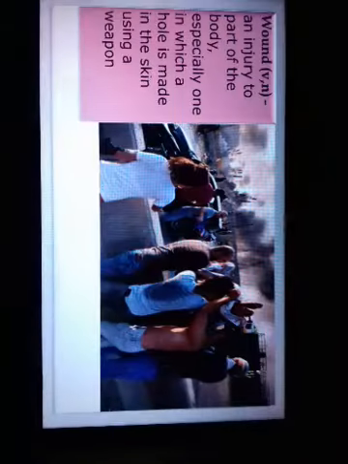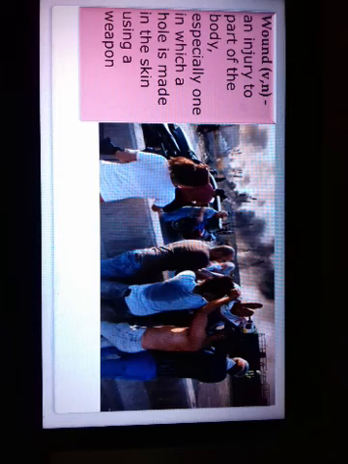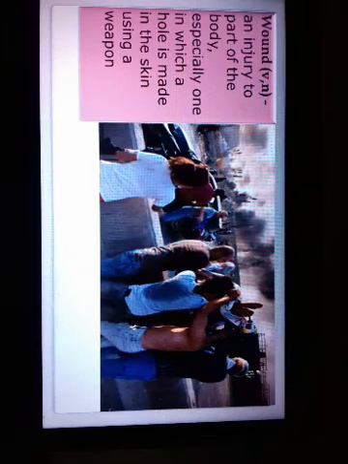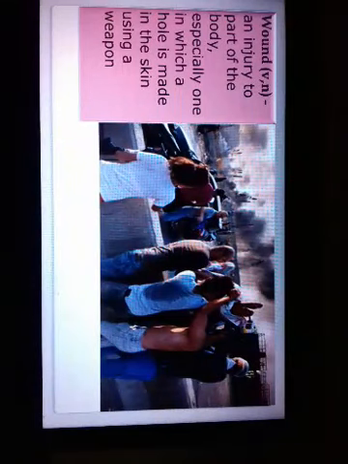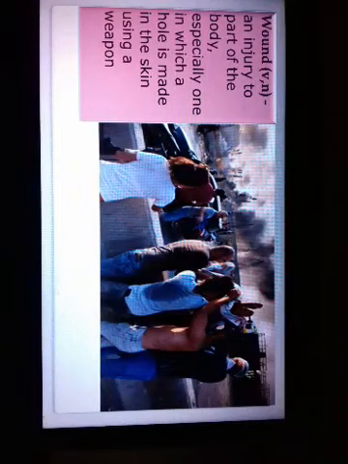The students, now another very important word of this passage is wound. It is also used as a verb and noun. So let's see the meaning of this word. An injury to part of the body, especially one in which a hole is made in the skin using a weapon. The students, in the picture we see many demonstrators, protesters showing their protest.